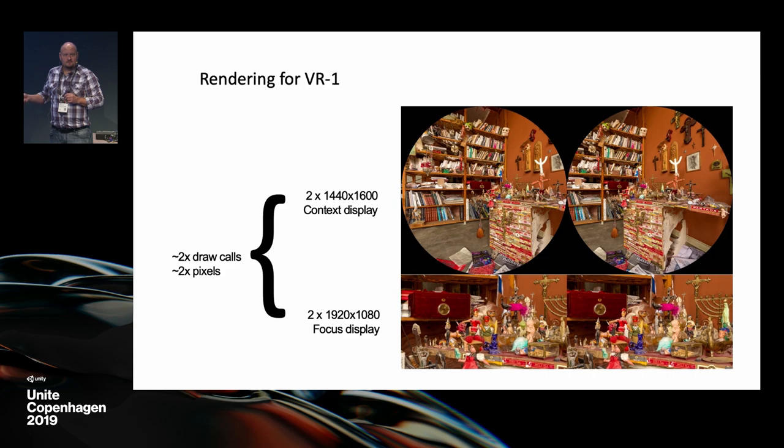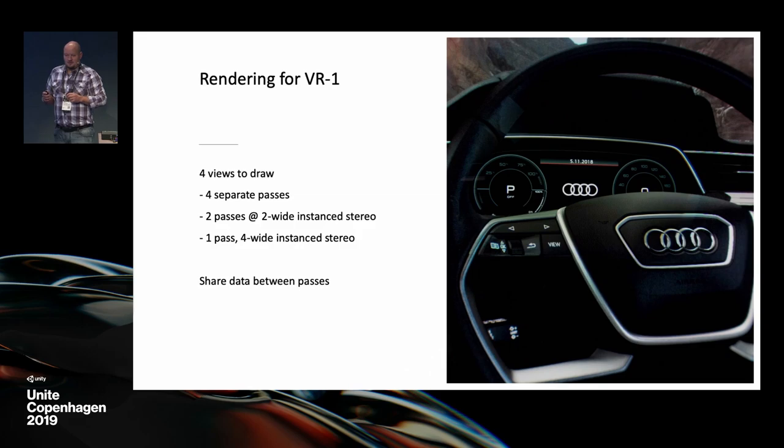This is not free. It's essentially twice the draw calls, almost twice the pixels. So the GPU has a lot of work to do. So we have to draw our geometry into four separate views. So there are a few options. You can do the brute force approach, so just do four separate passes through your scene graph, one for each view, and just render everything four times. This works, but it's not the fastest solution.